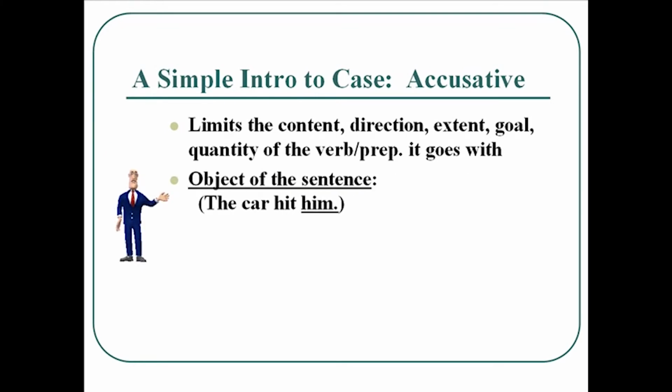Generally, the accusative is used for the object of the sentence. So, for example, in English, you have the car hit him. Him is the object of the verb, limiting what was hit, so it would be in the accusative in Greek. The car hit the pole. The pole would be in the accusative in Greek.